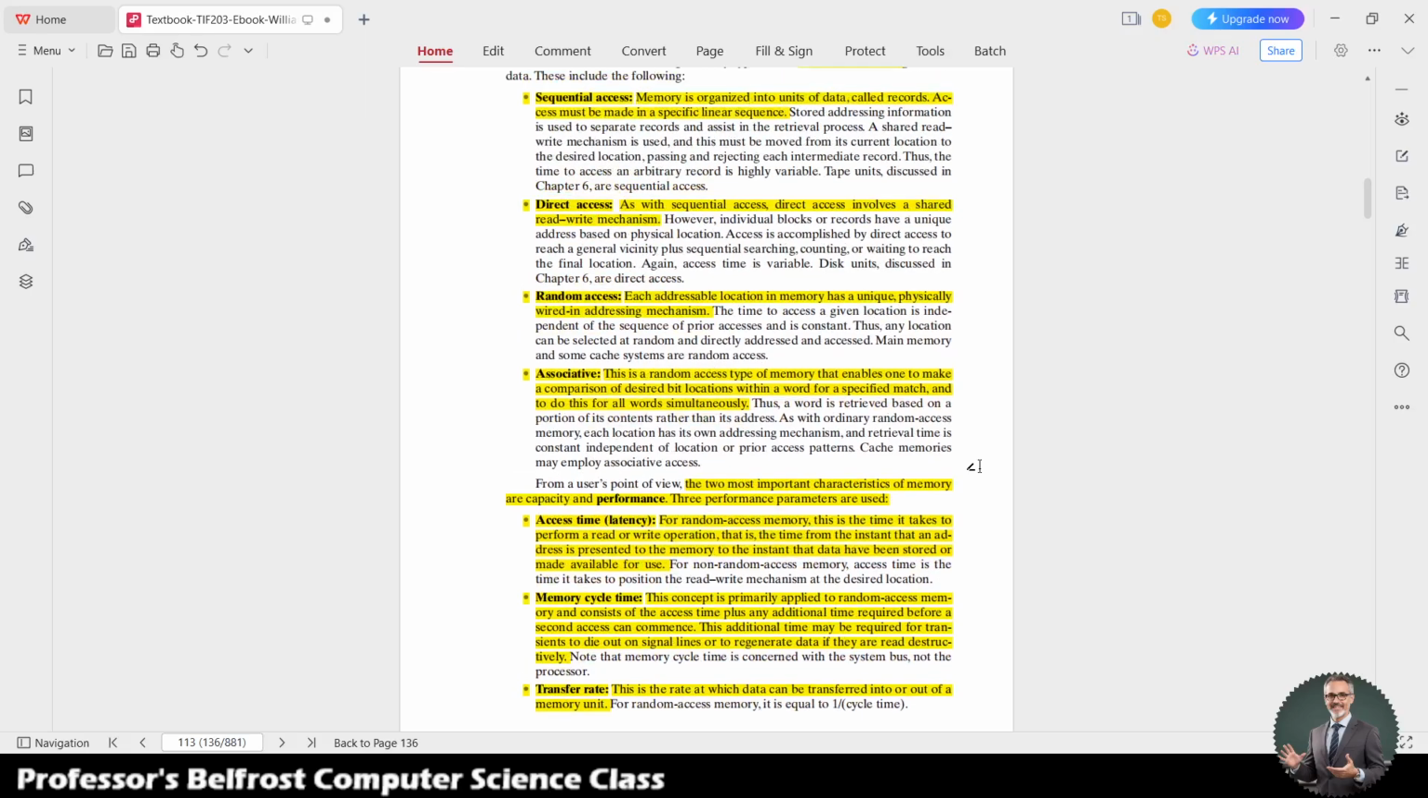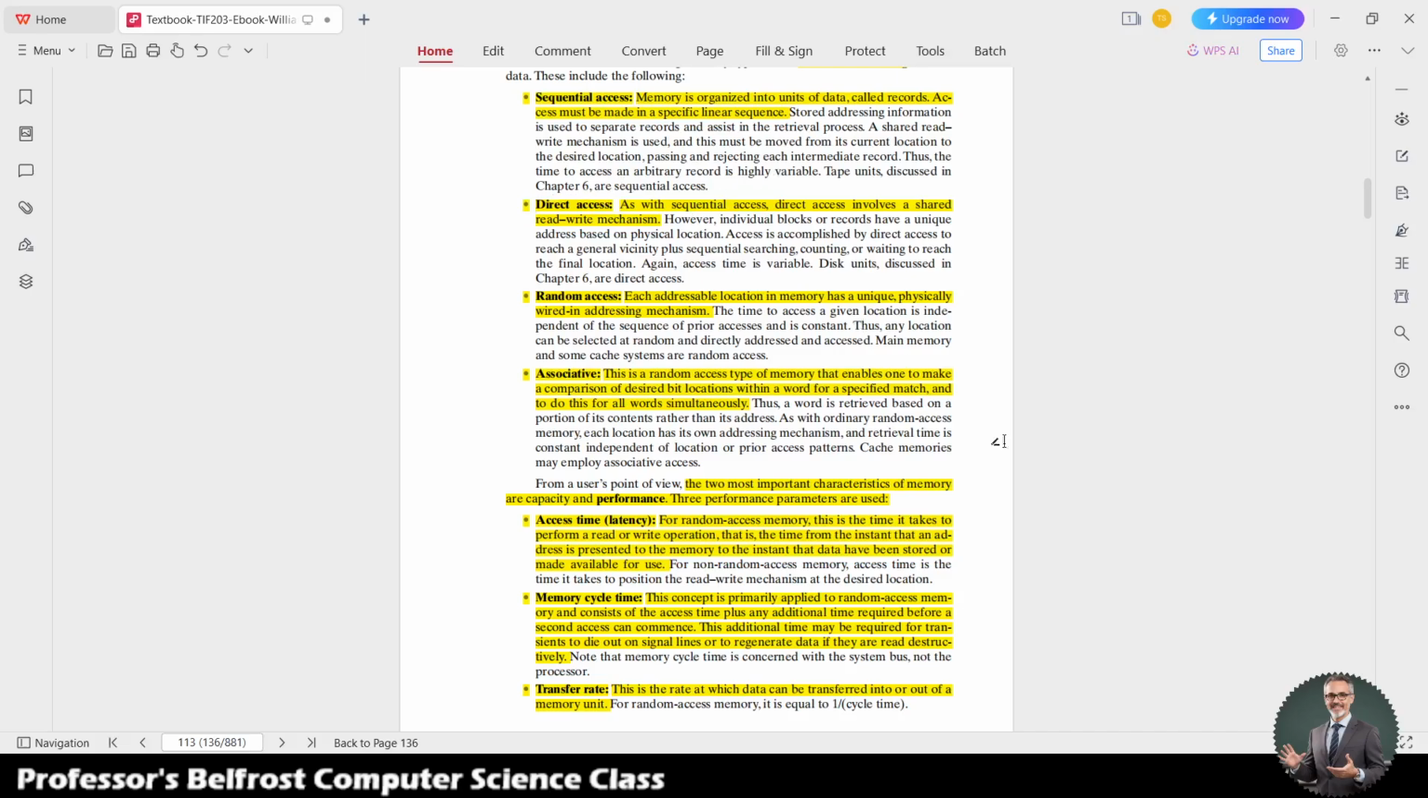First one is sequential access. Memory is organized into units of data, which are called records, and access must be made in a specific linear sequence. Addressing information is used to separate records and assist the retrieval process.